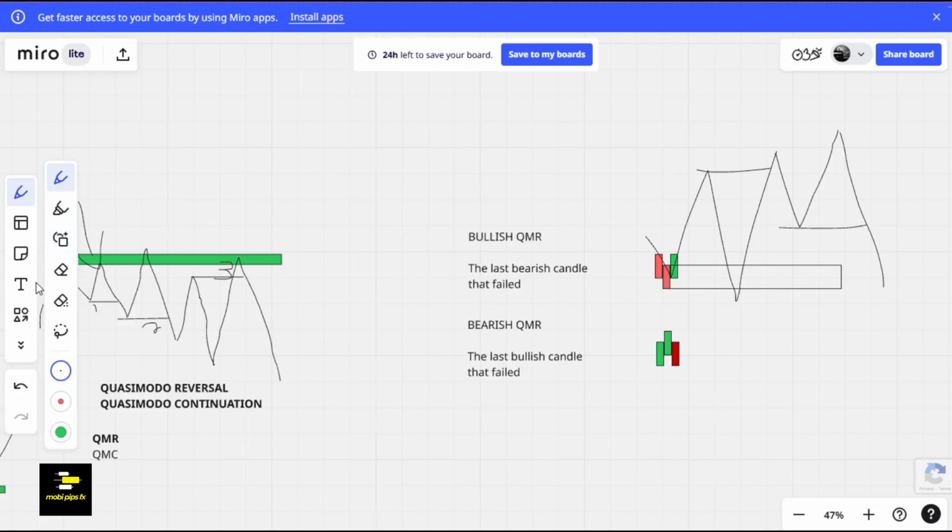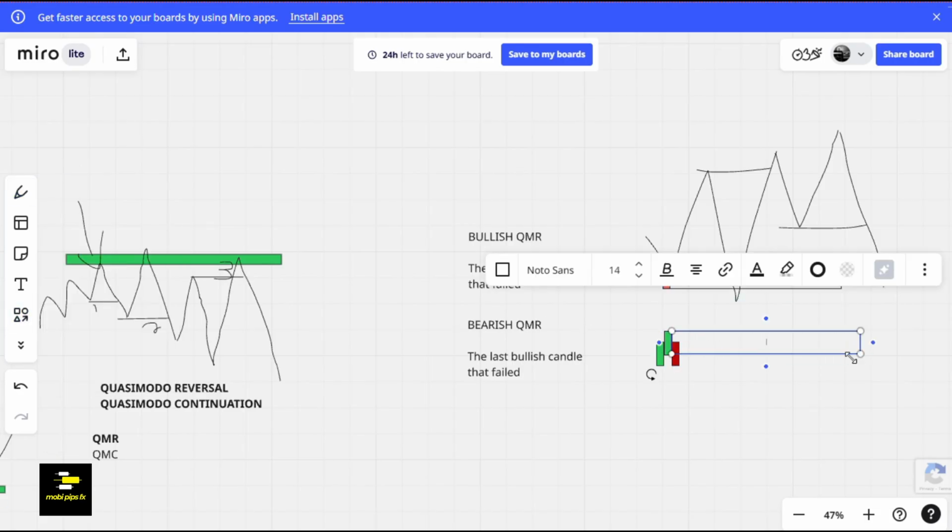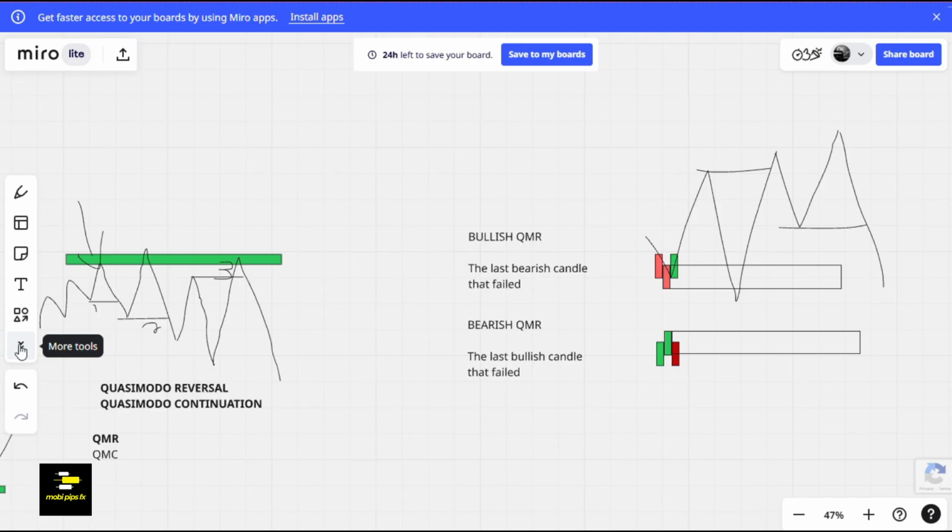All right, let's see from this side too. This is for the bearish QMR, the last bullish candle that failed. Most times it's an order block. All right, so what are we expecting?